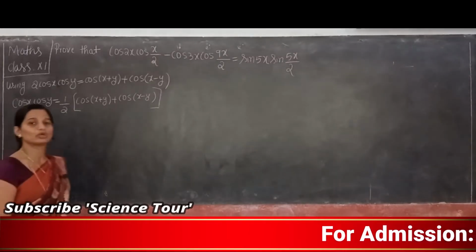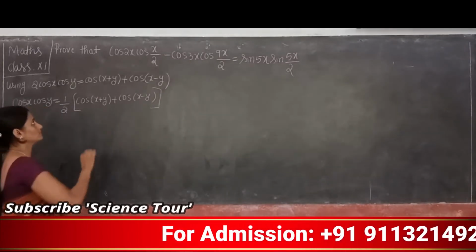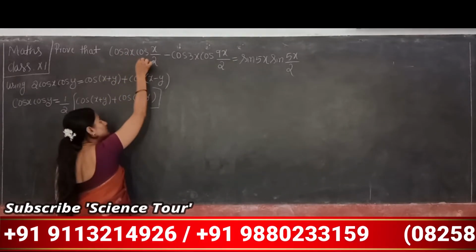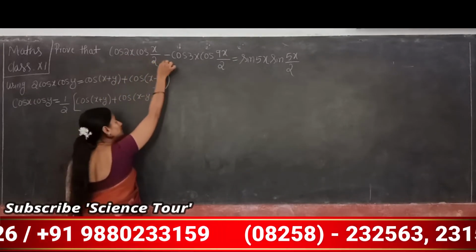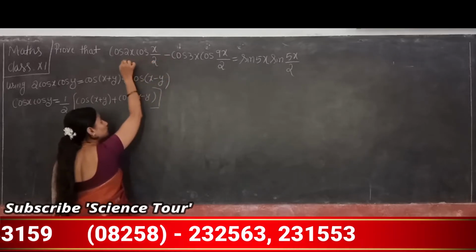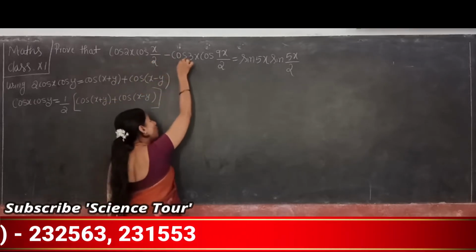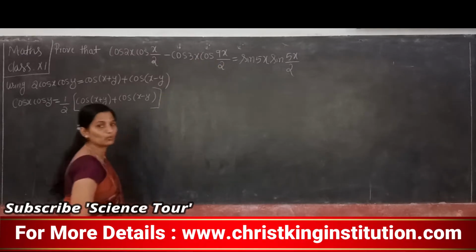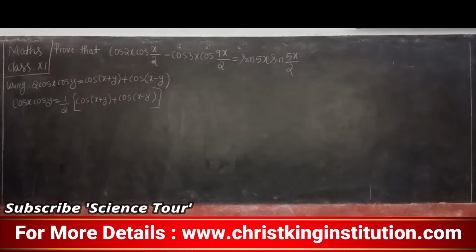So now we will apply. See here, how many times do we have to apply this formula? 2 times. So it is cos x cos y, which here is one formula. Next cos x cos y, that means we have to apply this formula 2 times. Clear?